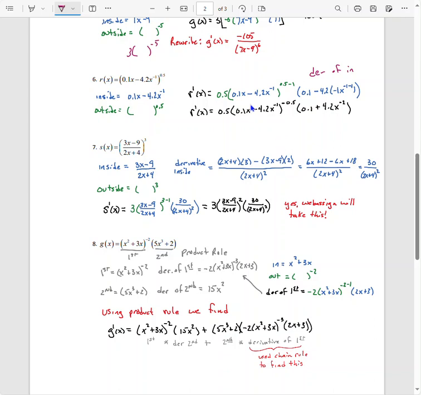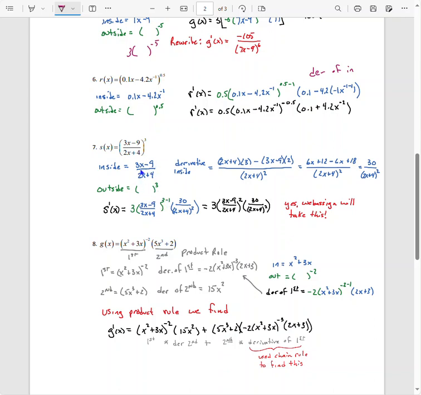Now, sometimes you cannot avoid the multiple use of derivative rules: product, quotient, and chain rule. In problem number 7, I see that s of x is the cube of the fraction 3x minus 9 over 2x plus 4. Now, I look at this and I definitely see 3x minus 9 over 2x plus 4 is just screaming, hey, look, I have a fraction. But also, this fraction is inside of something. What is it inside of? It's inside of a third power.